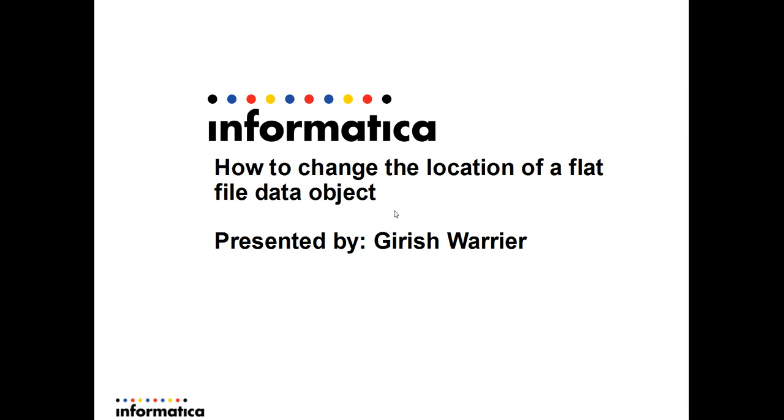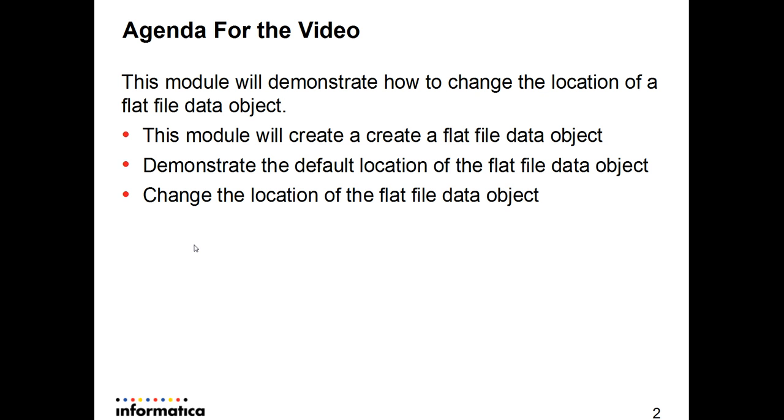The purpose of this module is to show how to change the location of a flat file data object. As a part of this module, we will first create a flat file data object within the developer client, demonstrate what the default location of the flat file data object is, and then change the location of the data object. For the purpose of this demo, we will be using the version 9.5.1 Hotfix 3 and the developer client.